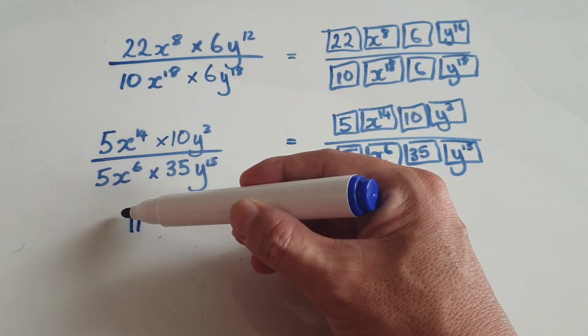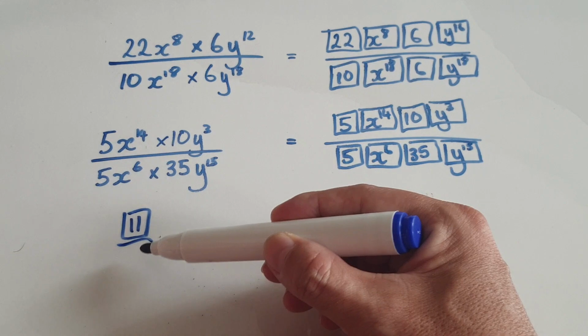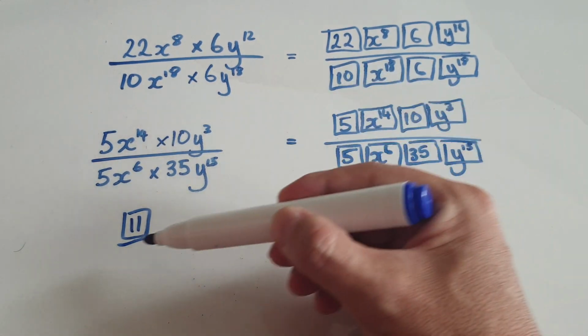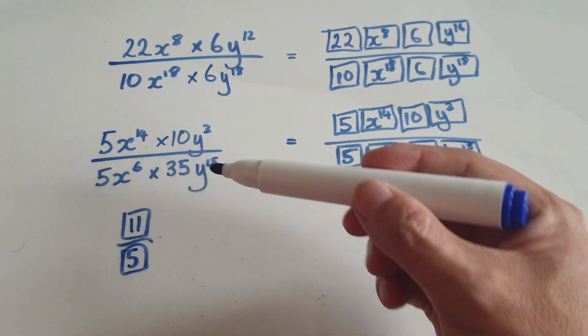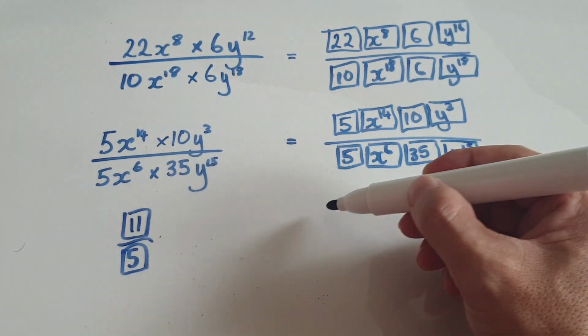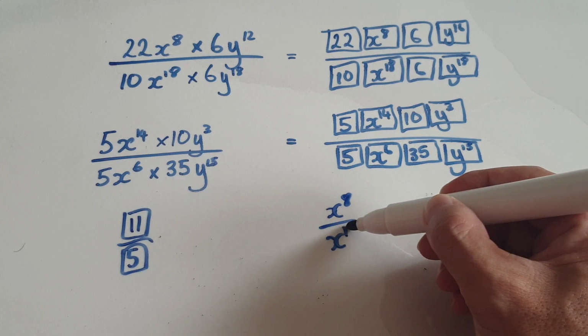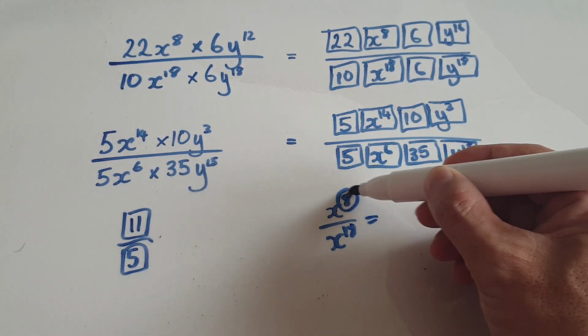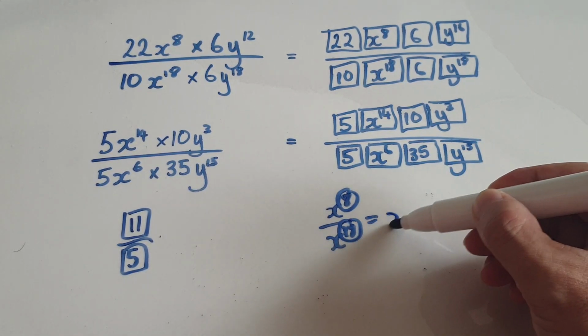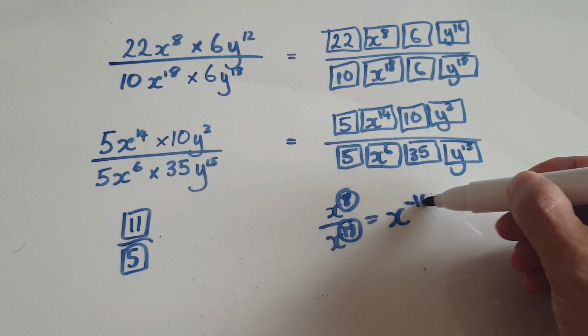So 22 divided by 2 would be a block of 11. This block here divided by 2 would be a block of 5. And when it comes to this one, x to the power of 8 divided by x to the power of 18, that's the same as getting this, take away this, which is minus 10.